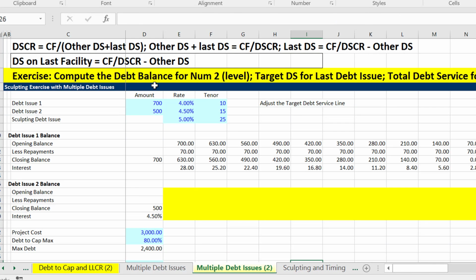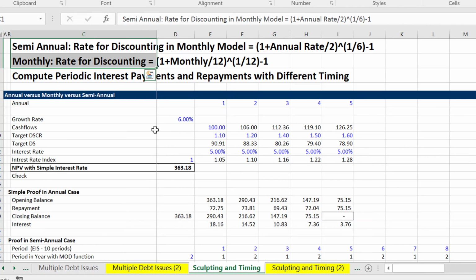Now, when you have multiple debt issues, it's not nearly as hard as you might think. All you have to do is work through the basic formulas and realize the DSCR is still the cash flow divided by all the other debt service plus this debt service plus this facility you're going to use to capture the remainder and do the sculpting on. And then you can just work through the formulas. And so far we have no circular reference.